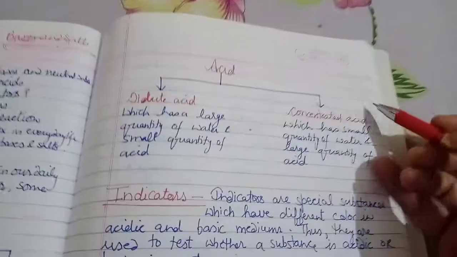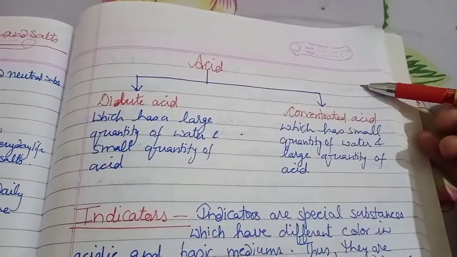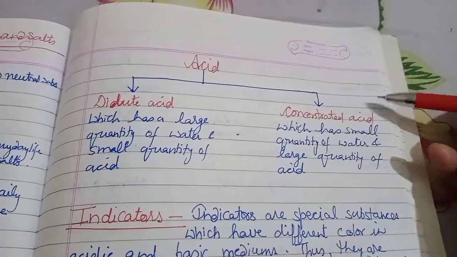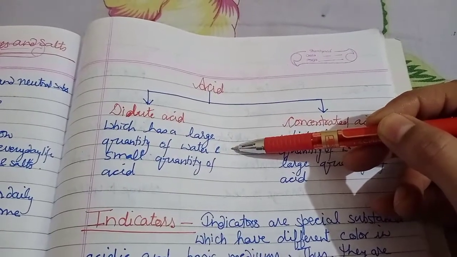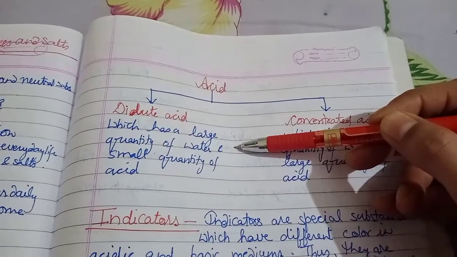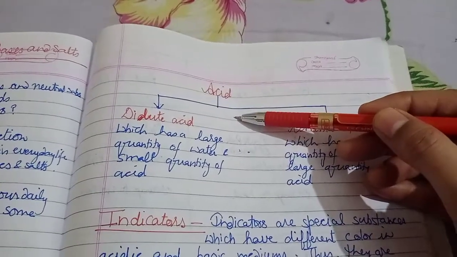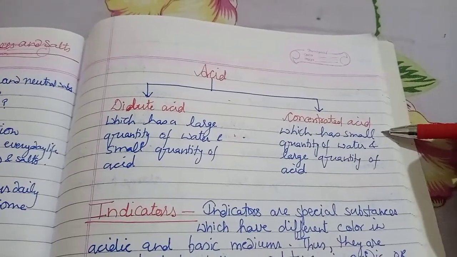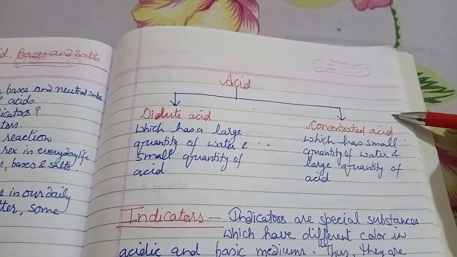There is one more classification of acids, that is dilute acid or concentrated acid. An acid which has a large quantity of water and small quantity of acid is known as dilute acid. Which has a small quantity of water and large quantity of acid, that is known as concentrated acid.